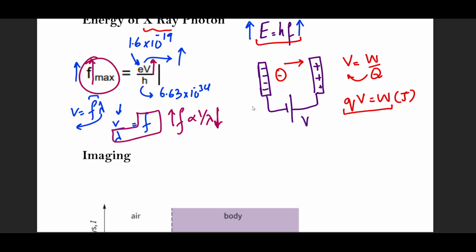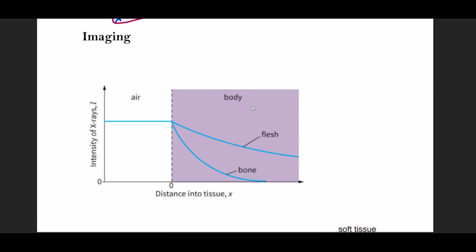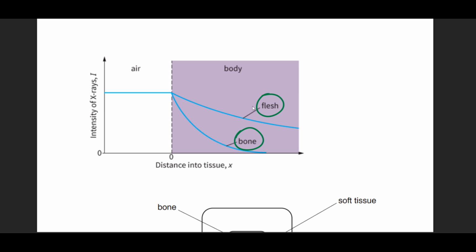Okay, then we move towards the imaging process. So how does imaging of an X-ray actually work? We are actually trying to take advantage of this idea that X-rays attenuate, or you can say lose energy, through bone much faster than they do through flesh. So when they pass through flesh, the loss of energy is less. When they pass through bone, the loss of energy is much higher.